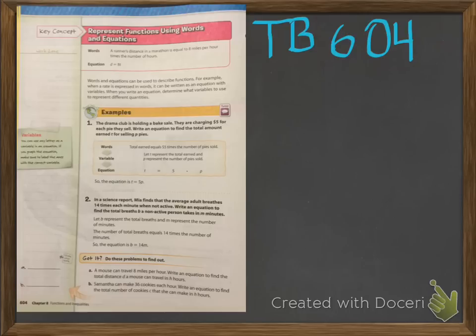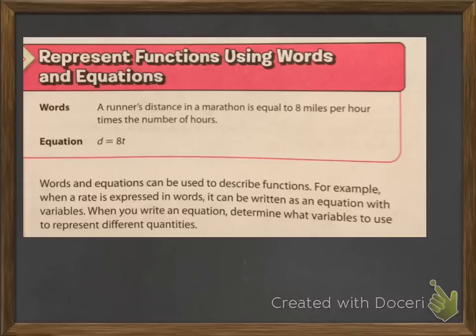All right, moving on to textbook page 604. Okay, so here we see that we're going to be representing functions using words and equations. A runner's distance in a marathon is equal to 8 miles per hour times the number of hours. So what you'll see here is that distance is D, obviously the equal sign, and then 8 miles per hour, that's where they get the 8, times, that's why it's right next to it, and then the number of hours, which they represented as T.